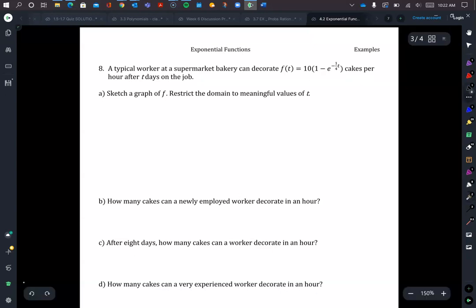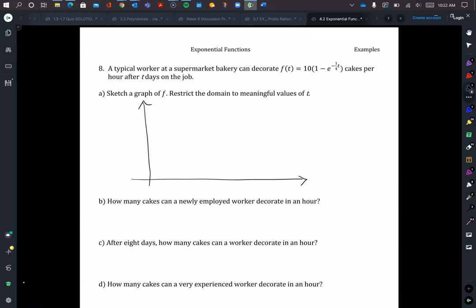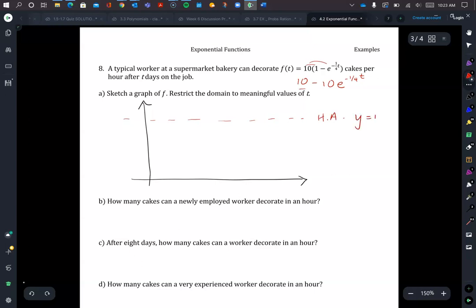You could sketch in Desmos as well, but I just want you to get the feel for doing quick sketches. So one thing we could do here to help us out is to distribute this 10. So we would have 10 minus 10e to the negative 1/4 t, and that way we can see that we have a vertical shift, so our asymptote is going to be up here at y equals 10. So then that helps us get our curve.